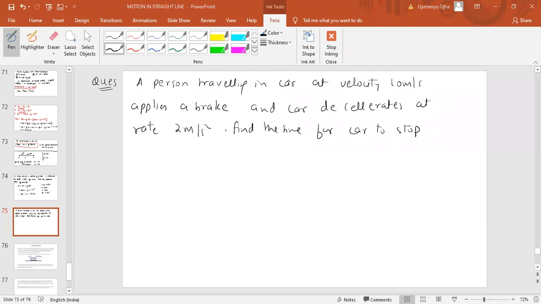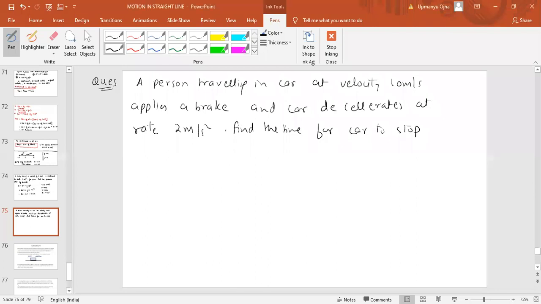Our car is traveling at a speed of 10 meter per second. It applies a brake. The car decelerates at a rate of 2 meter per second square. Find the time for the car to stop. So in this, which equation are we using here? First equation we can use.